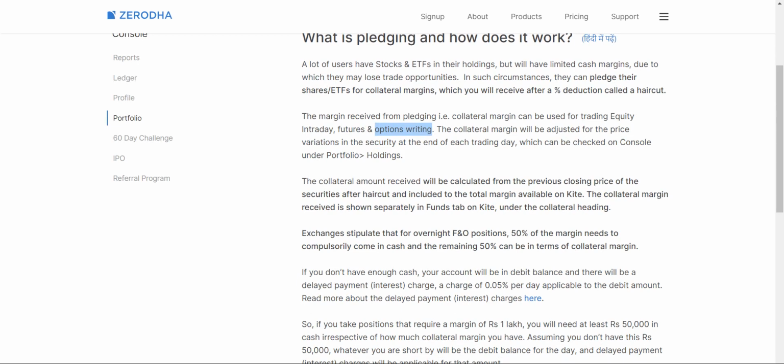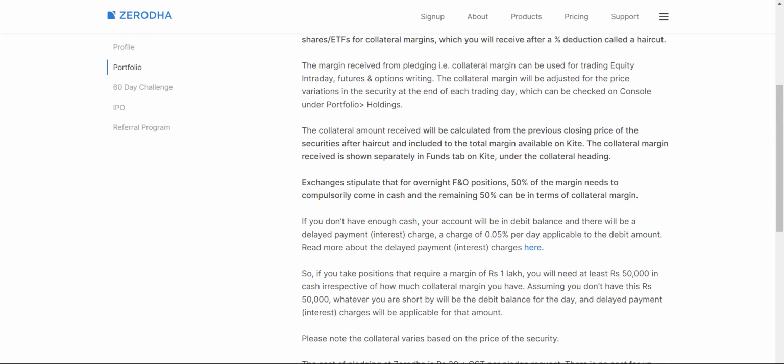Along with this, you have to maintain some cash balance in your account. It's not that you only have this pledge margin in your account, because the adjustment requires a cash margin also while doing the trade. If you do not have enough cash in your account, then a charge of 0.05% per day is applicable, and that is charged from the Zerodha side. So that thing you have to take care of.